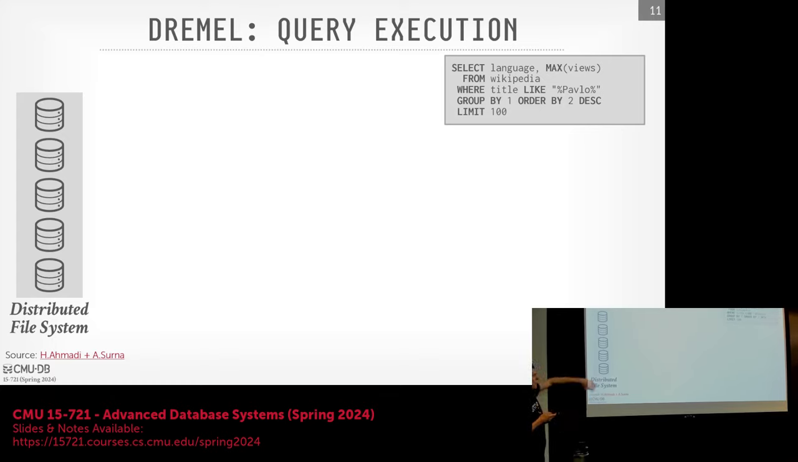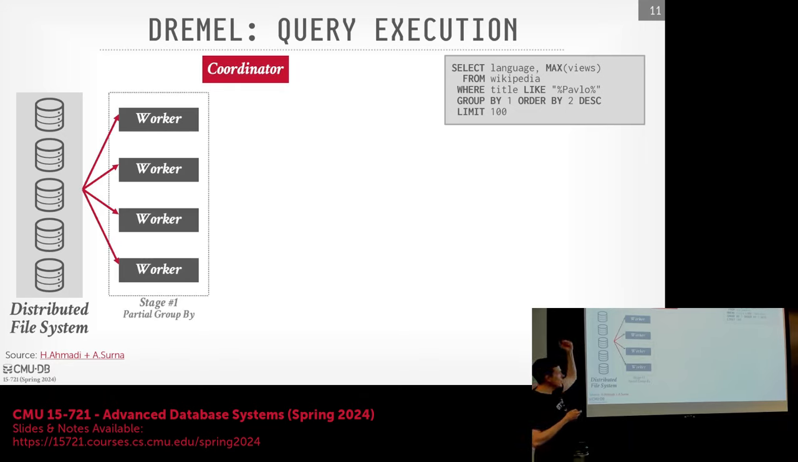All right, so we have a distributed file system, a bunch of data we want to access. In the first stage, the coordinator says, OK, I'm going to fire up a bunch of these workers. This is what I'm doing, a partial group by. And these workers are responsible for pulling the data that they need from the shared disk storage and then doing processing on it.